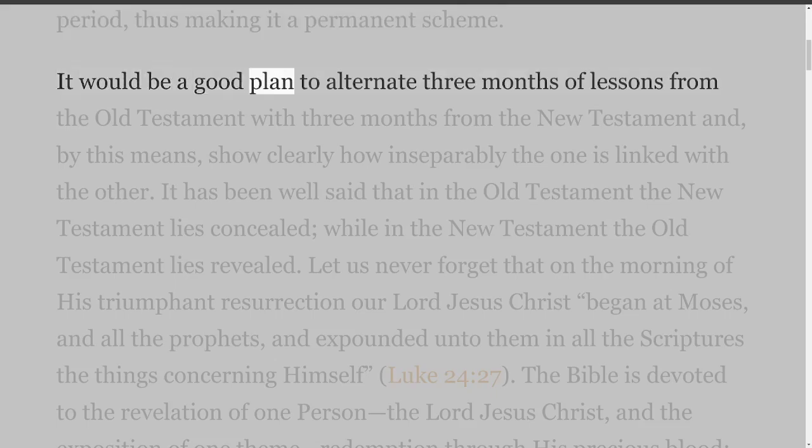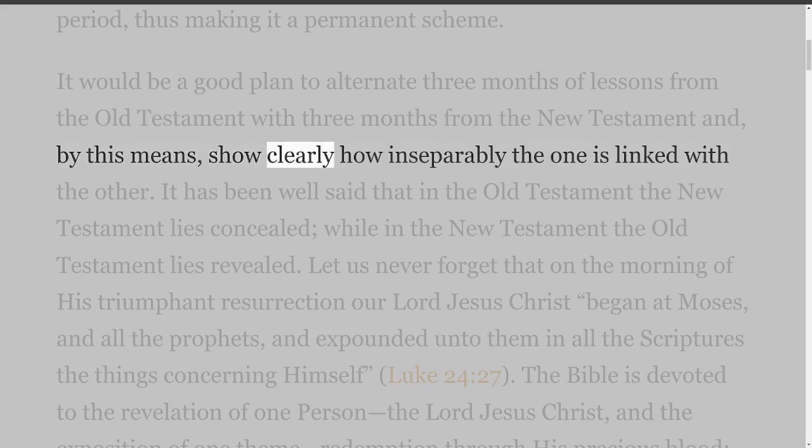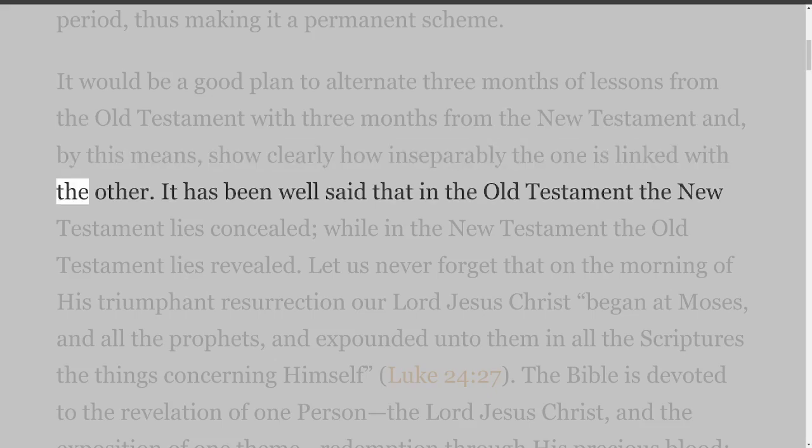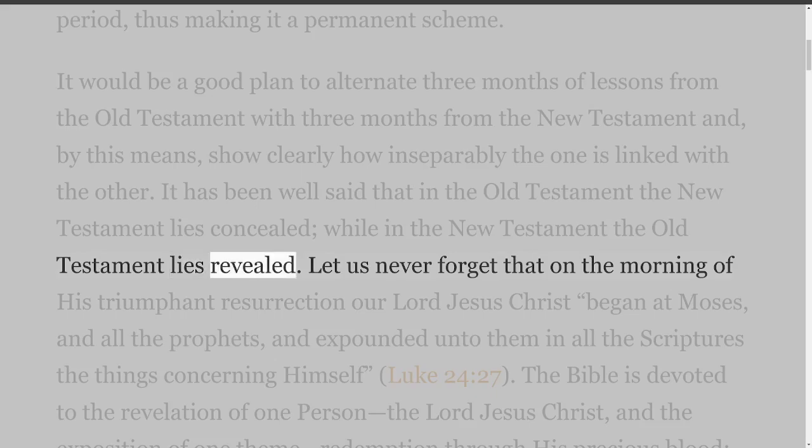It would be a good plan to alternate 3 months of lessons from the Old Testament with 3 months from the New Testament and, by this means, show clearly how inseparably the one is linked with the other. It has been well said that in the Old Testament the New Testament lies concealed, while in the New Testament the Old Testament lies revealed.